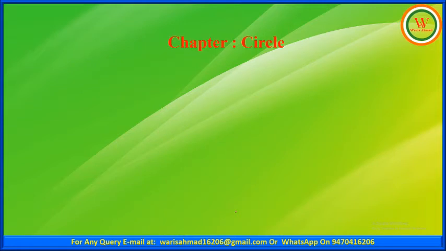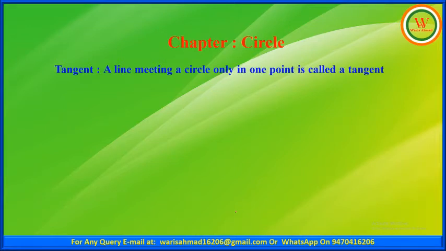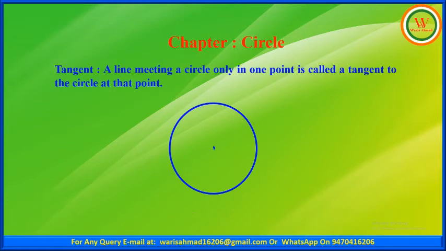Now let us see the next topic, tangent. A line meeting a circle only in one point is called a tangent to the circle at that point. Let us consider a circle with center O. Here O is the center of this circle. Now let us consider a line which touches this circle, or in another word we can say that a line meeting a circle only in one point. This line is touching the circle at this one point. So the name of this line is tangent.